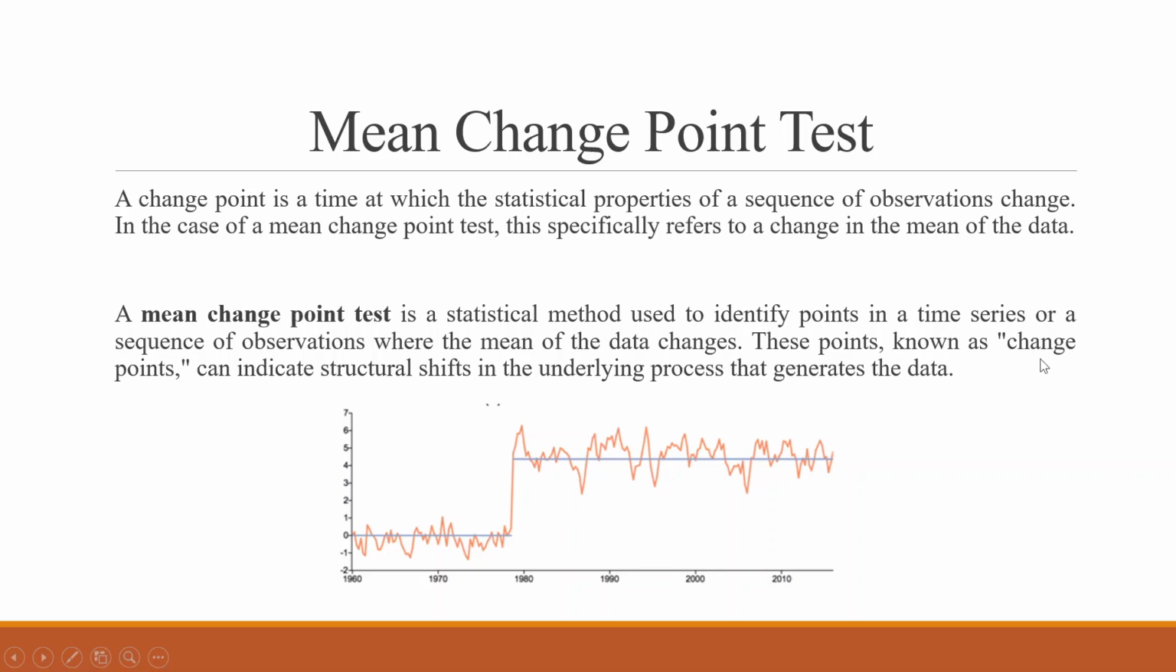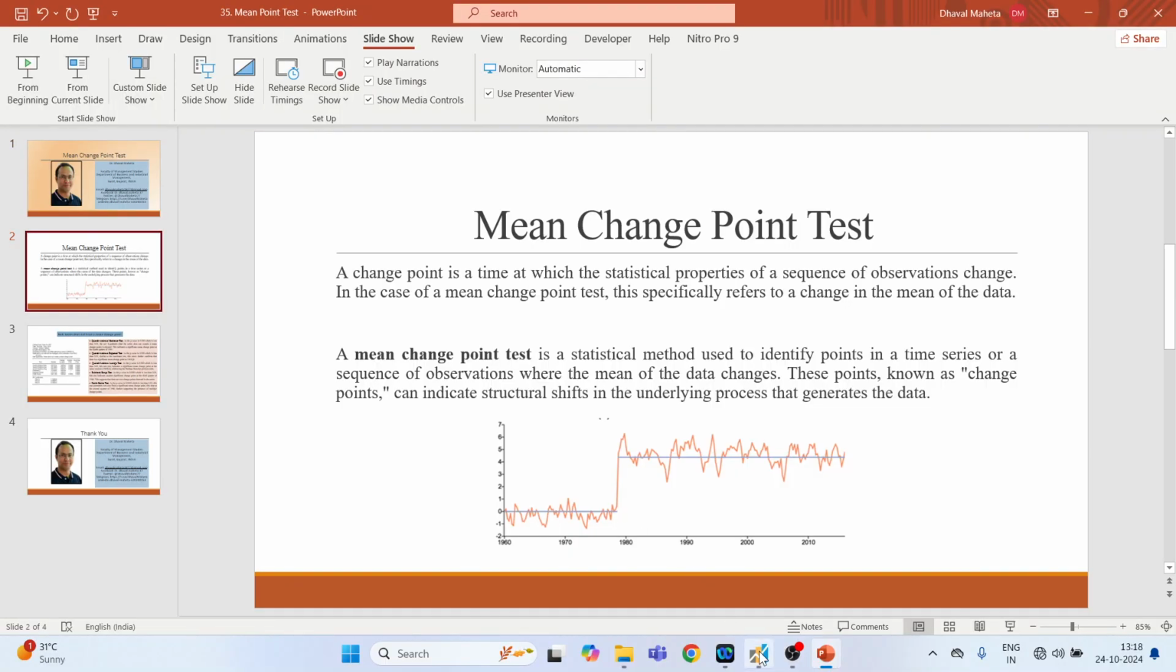These points, known as change points, can indicate structural shifts in the underlying process that generates the data. So the main objective of this test is to identify the point. So here the point is 1980. So we want to identify a point where the change has occurred. Now let's see how we can do this in EViews.